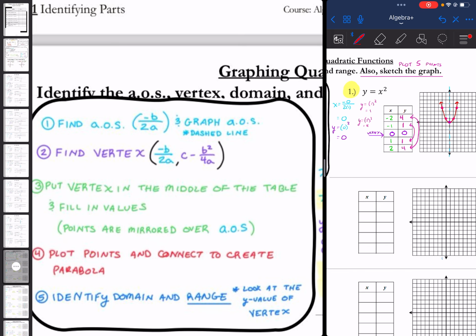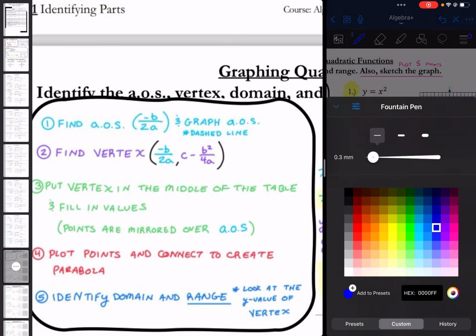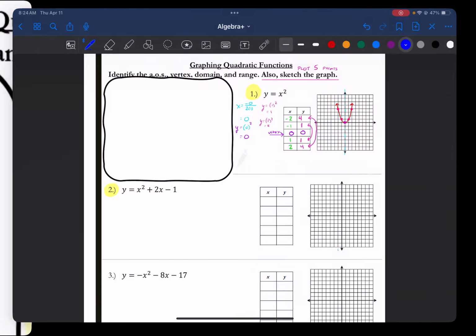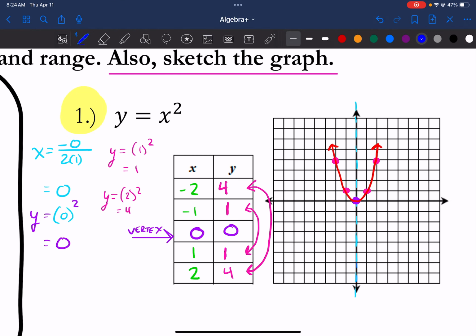Now our last step is to do the domain and range. I know you might be dreading it. So let's zoom in here. Our domain, until you get to algebra 2, your domain is going to be infinite. Here's our vertex. I'm just highlighting the parts that it wanted us to, since it wanted that AOS, vertex, domain, and range, and then the graph.